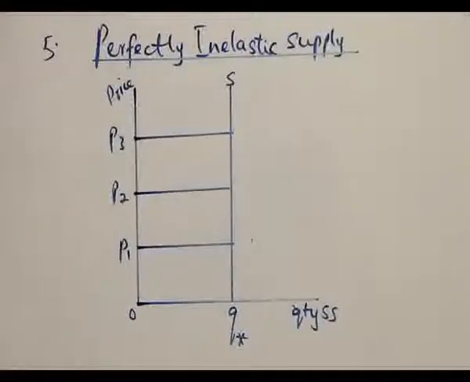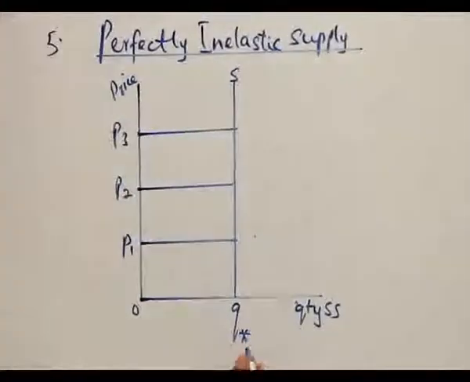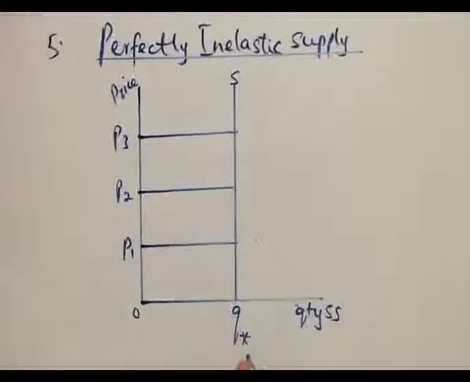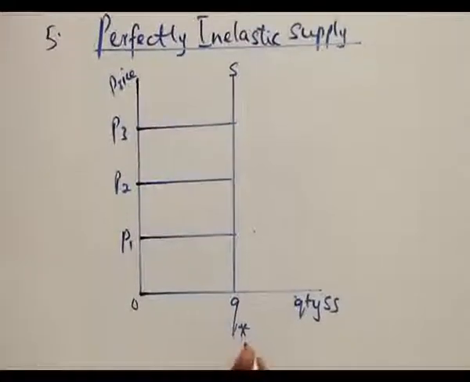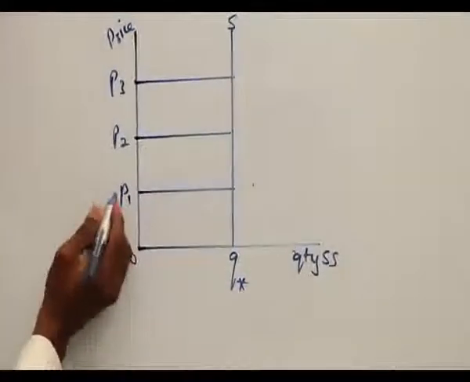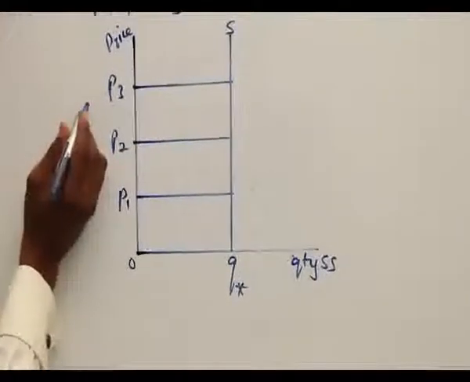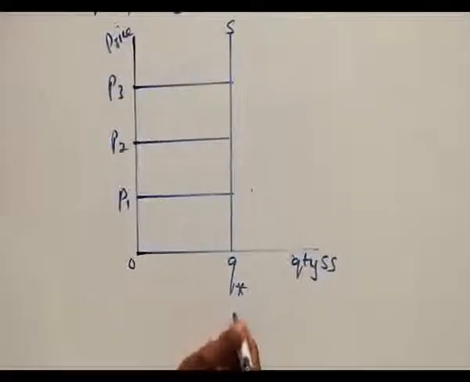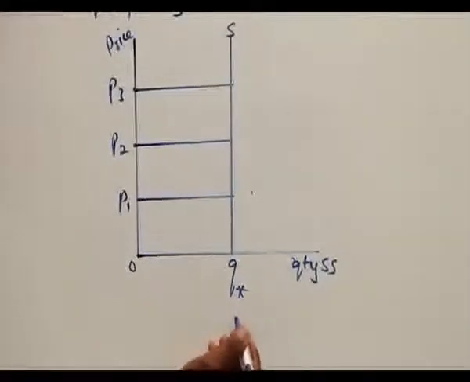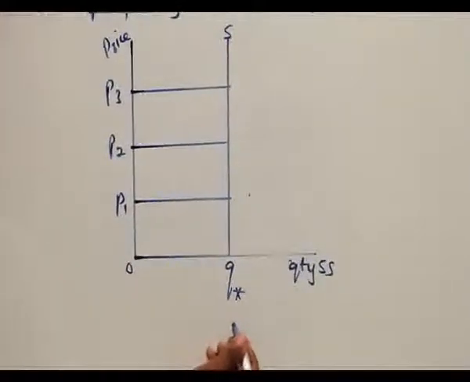Perfectly inelastic supply is also known as zero elasticity of supply. And what do we mean by this concept? That there is a change in price while quantity supplied is fixed. Looking at the diagram, the quantity supplied is fixed, Q asterisk. The price is moving from P1 to P2 to P3. That is, the price is allowed to change while quantity is constant. So the price is moving, but there is no change in quantity supply. So we call it zero elasticity of supply.